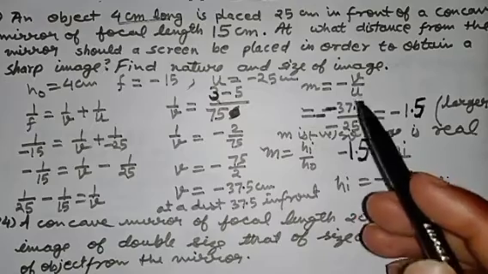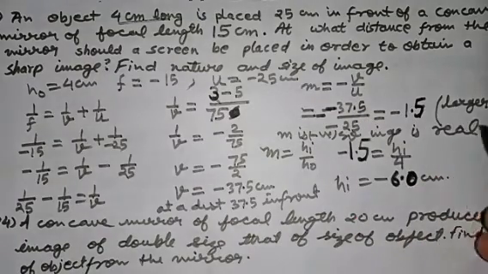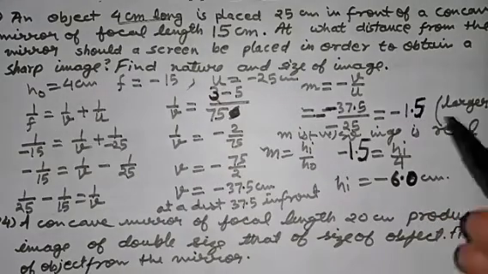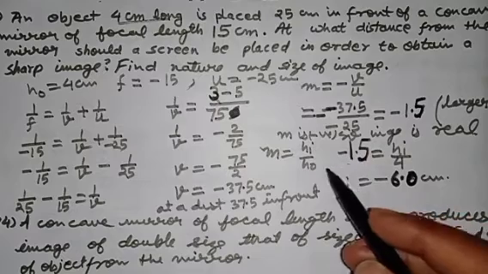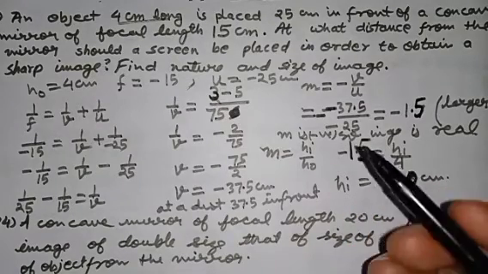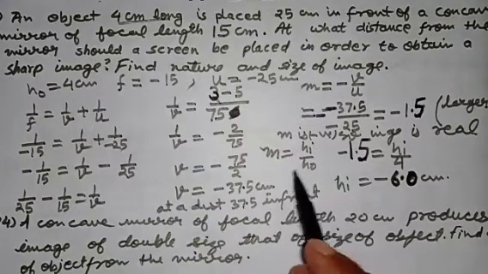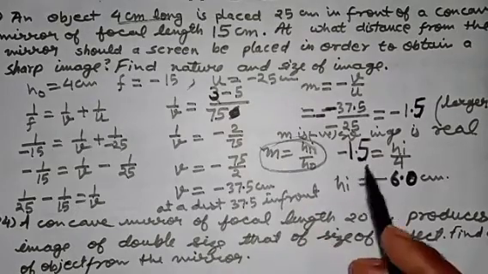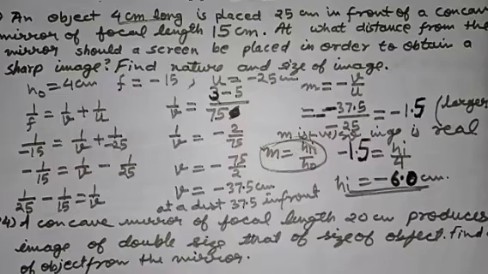So m equal to minus v upon u, we will put the value, and this will come. It is large because m is greater than 1, so a larger image is there, and it has a negative sign, so the image will be real because m is negative. If m would be positive, then the nature of the image would be virtual. Then we'll put the value here and find hi, the height of the image. So this is that. Okay, next question.